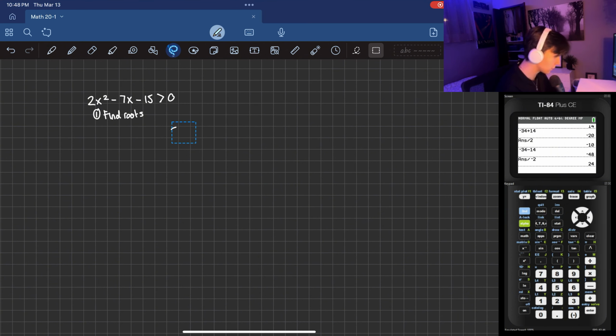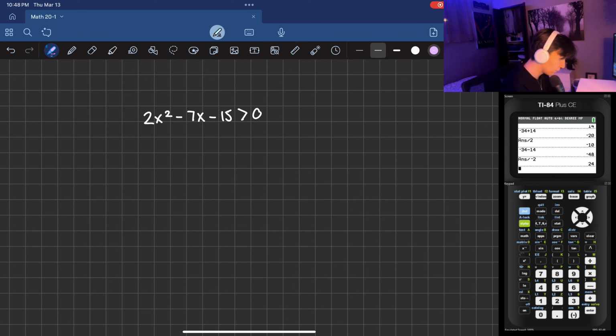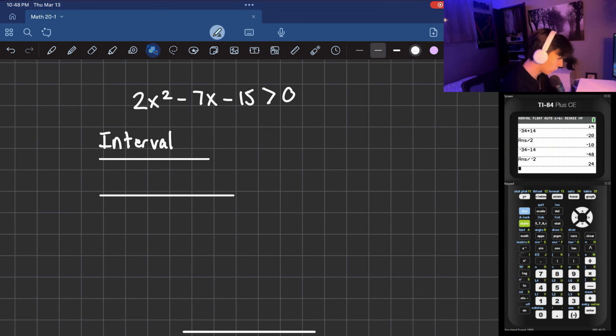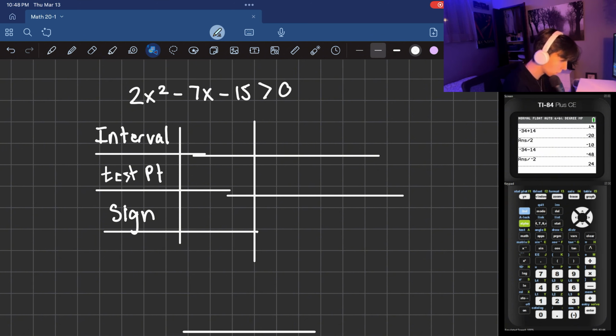To solve using roots and test points, we're going to have our first part, which is going to be the interval. Then we have our second part, which is going to be our test point. And then we have our third, where we're just going to be looking for our sign. So that's what our table is going to look like. It's not going to be perfect here, but good enough.